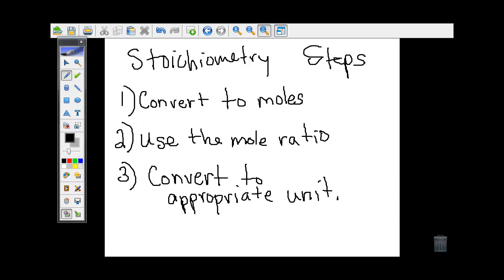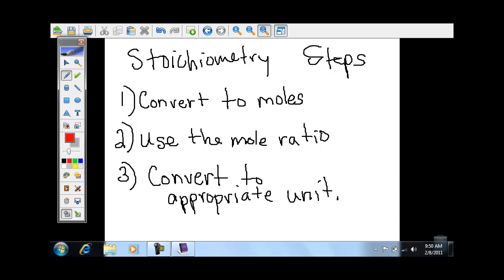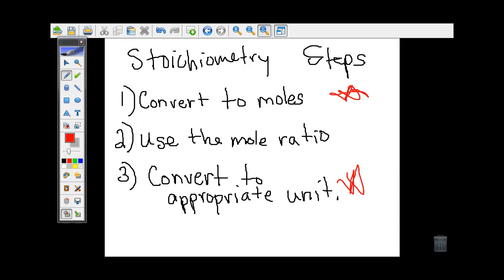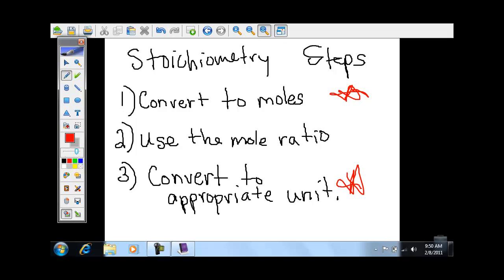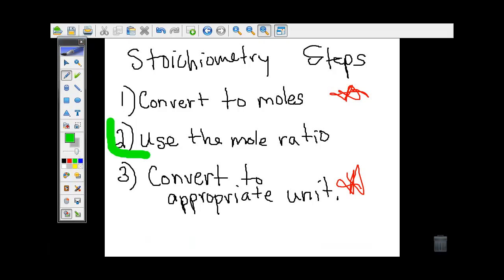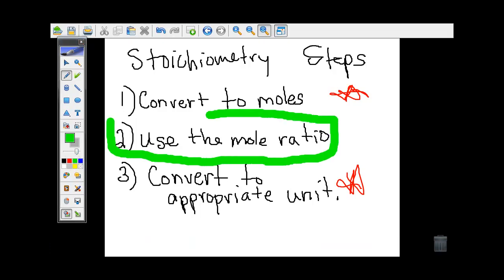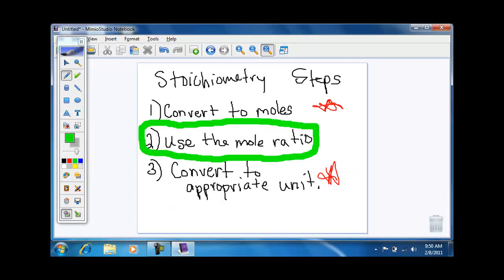Now, I want to make this very, very big point. This step and this step are the same as they've been for ages since we've been doing mole conversions. The only thing that's new in this process is this mole ratio step. Everything else is the same old mole conversions and whatnot.